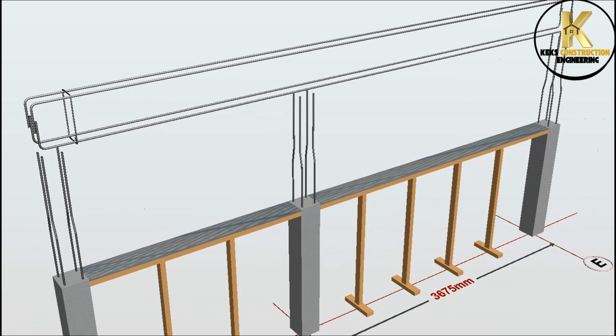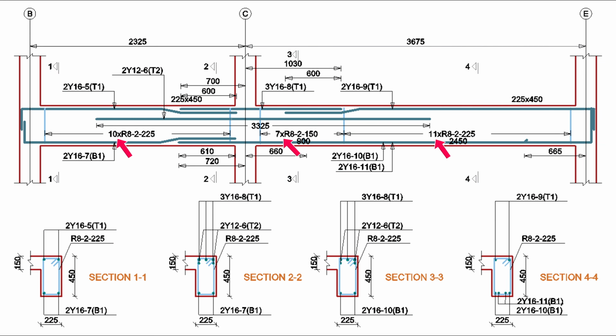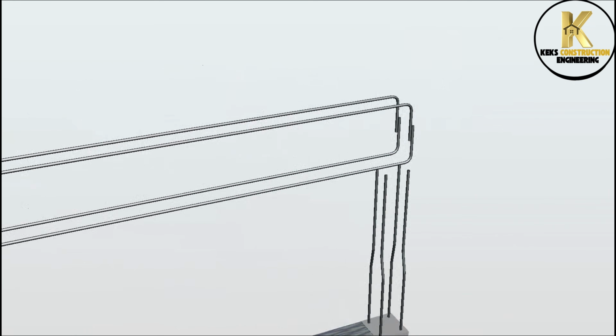From the drawing, let's read and note the various numbers and spacing of the stirrups. This means that we are going to provide 10 numbers of stirrups at 225 mm spacing, 7 numbers at 150 mm spacing, and 11 numbers at 225 mm spacing respectively. This is how to interpret it on site.